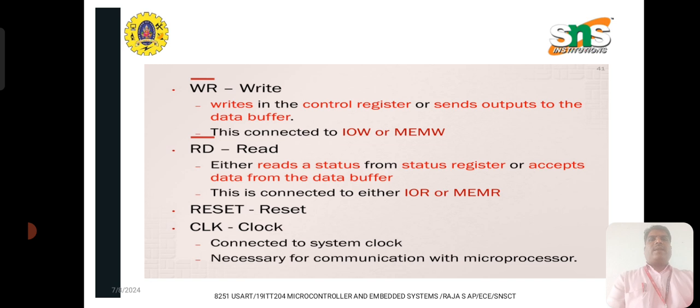Next, WR bar, it is the write logic. Whenever it writes into the control register, it sends output to the data buffer. This is connected to IOW or MEMW, that is memory write control. Whenever this pin is low, only then will the microprocessor do the write operation. RD bar is the read operation. Either it reads the status from the status register or it accepts the data from the data buffer. This is connected to either IOR or MEMR, where MEMR means memory read. Whenever RD bar is active, only then will the microprocessor do the read operation.